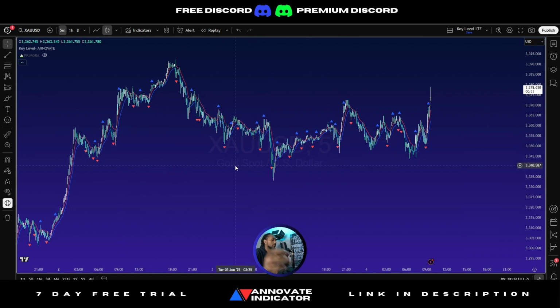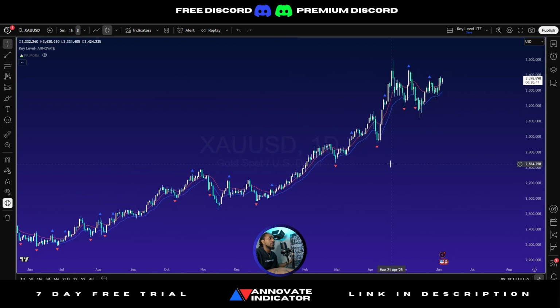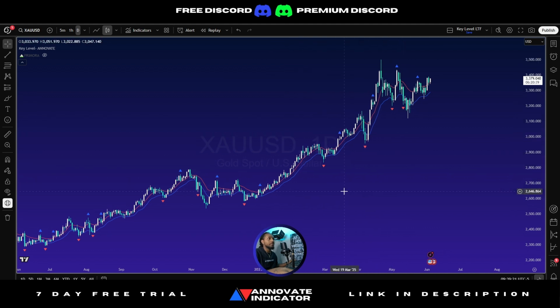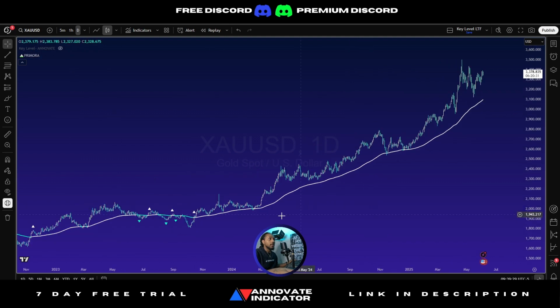Of course, we know gold has been bullish. On the daily chart, you see from right here is where you could have been bullish from, and we've been bullish from here ever since. But if I show you what the PRIMORA one looks like, this is where we would have actually been in from, or this one.